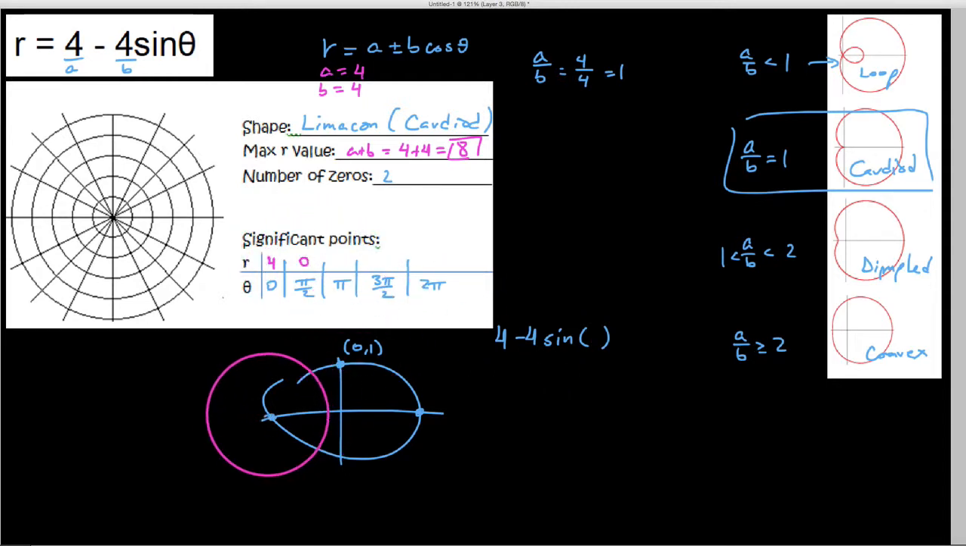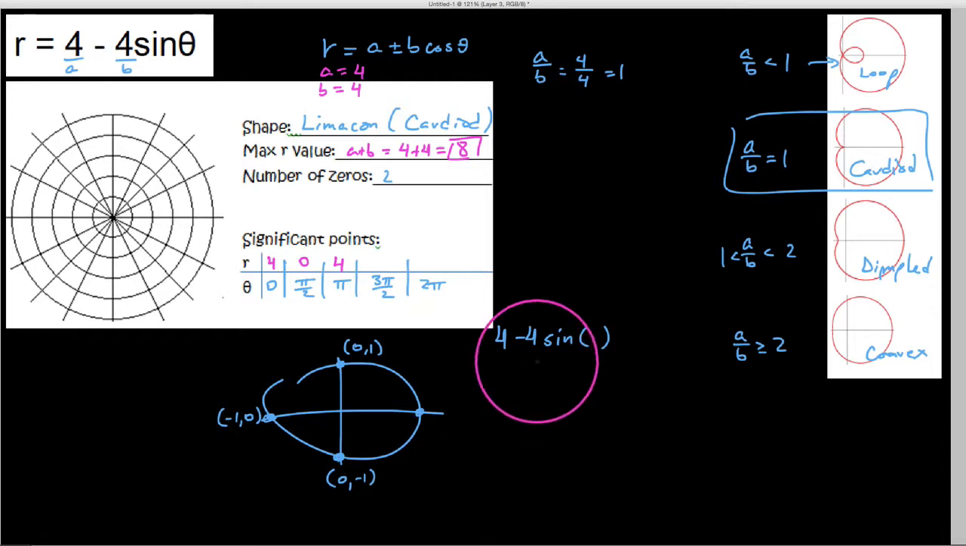If we plug in pi, sine at pi is 0, so we get 4 minus 4 times 0, which is 4. At 3 pi halves, an interesting thing happens: we get a negative 1 for the sine value. So we get 4 minus 4 times negative 1, which is 4 plus 4, so we get 8. Then it rolls back to 4 again because we arrive at a sine value of 0 again.